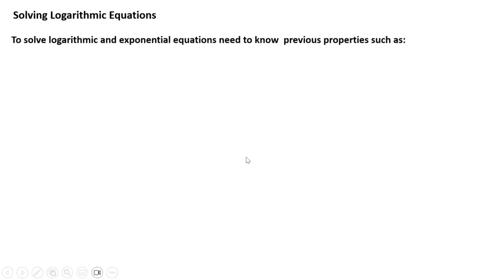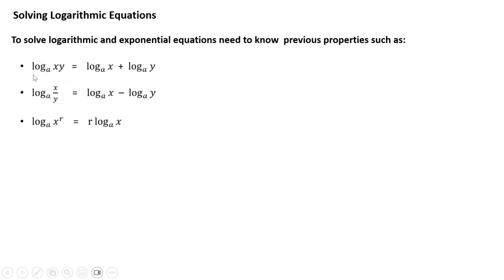Now, I believe that's plenty of examples for solving with the same base. Now let's solve logarithmic and exponential equations. You need to know previous properties. These are the properties that you need to know to solve logarithmic and exponential equations. We need to know some of these properties.